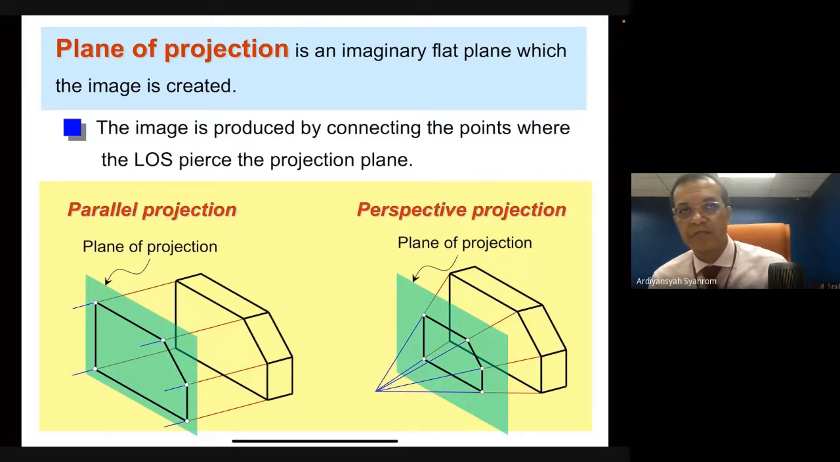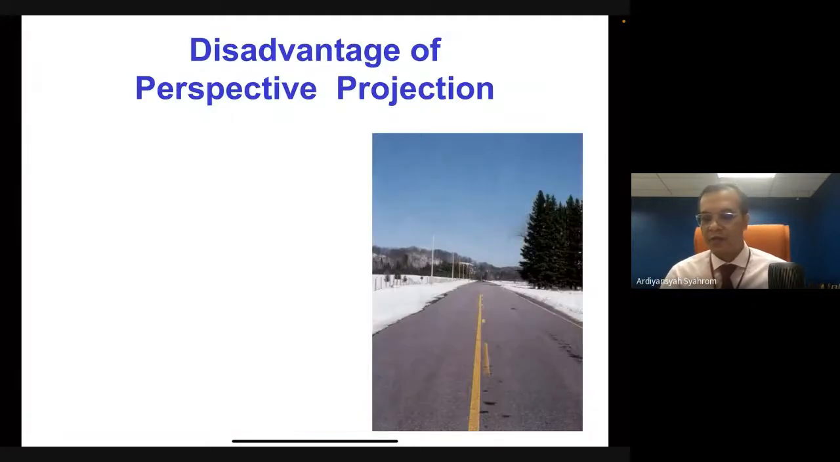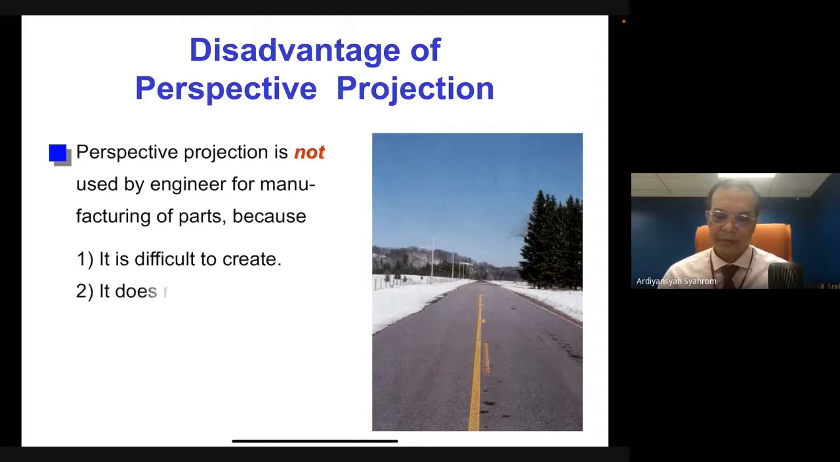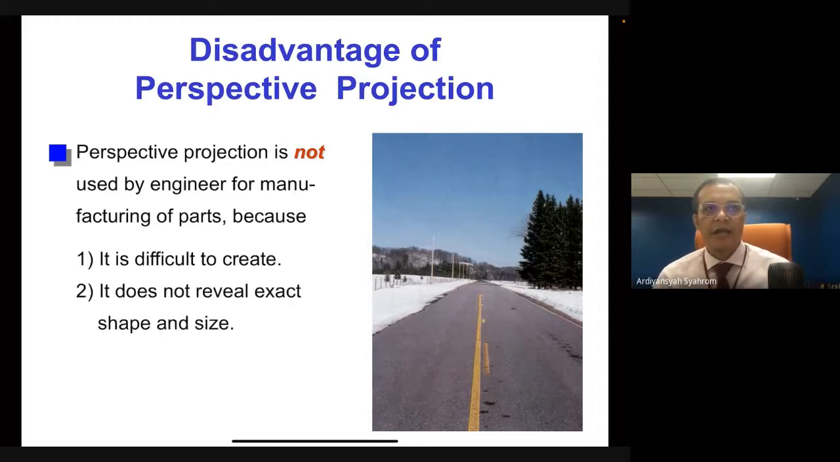But the problem with perspective projection is the drawing is distorted. It's not easy to understand; you need to imagine, because of the distorted figure. That is the disadvantage of perspective projection. Perspective projection is not used for engineering manufacturing parts because it is difficult to create. It does not reveal exact shape and size. The width is distorted.